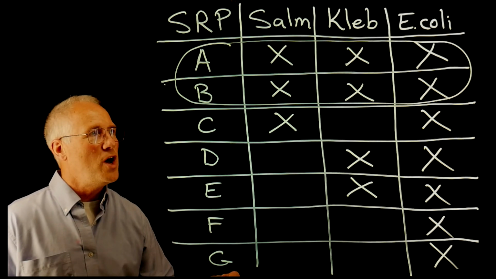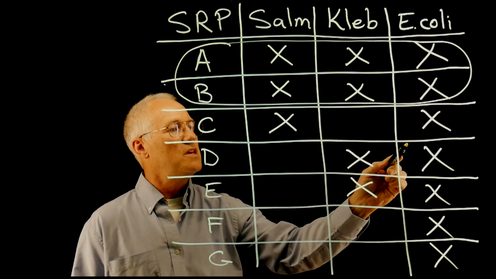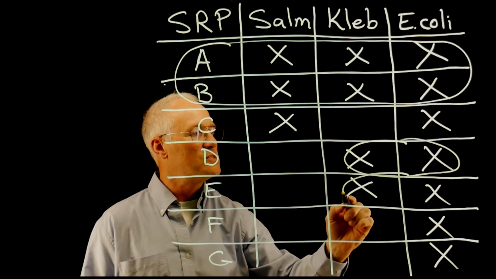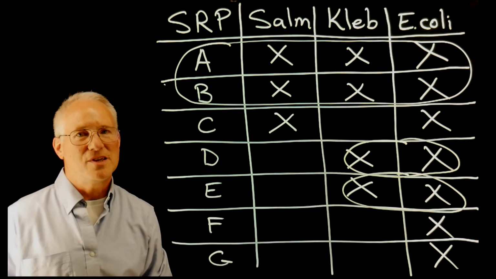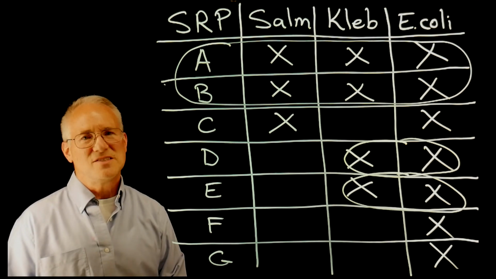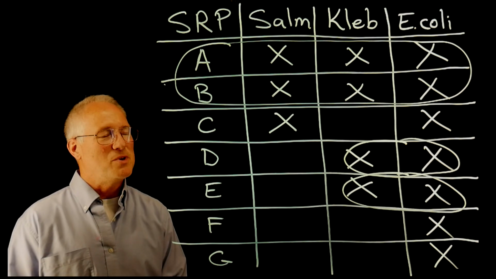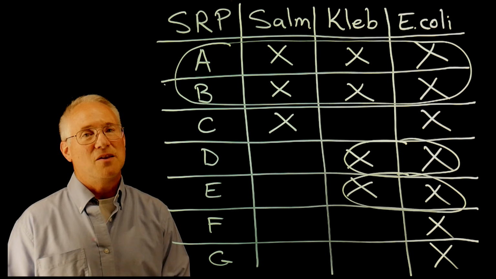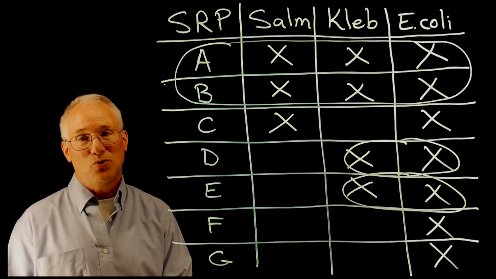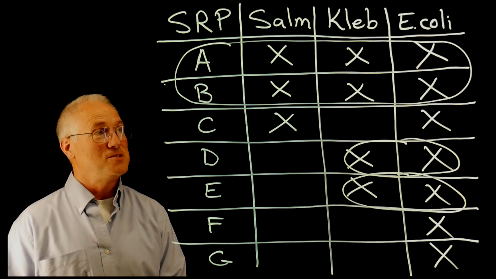And you can see why. It's because of the common SRPs between Klebsiella and E. coli. And this is an SRP principle that's been very important and very beneficial to many animal species.